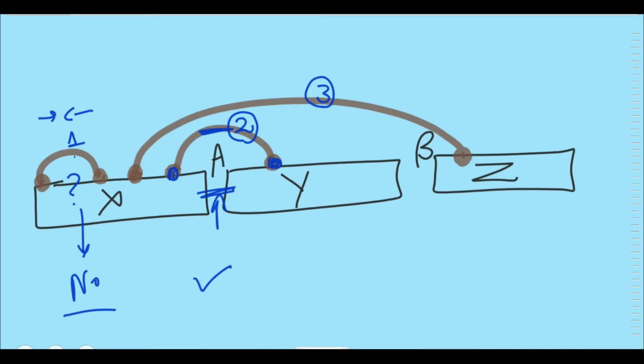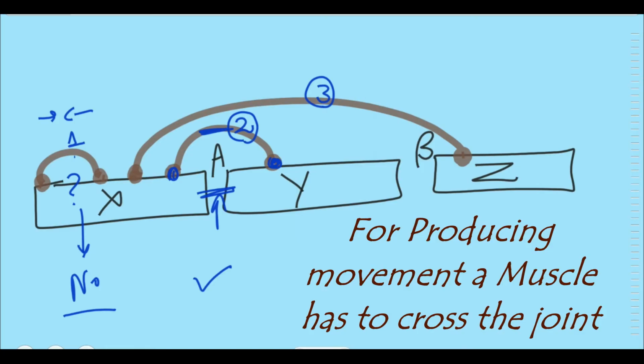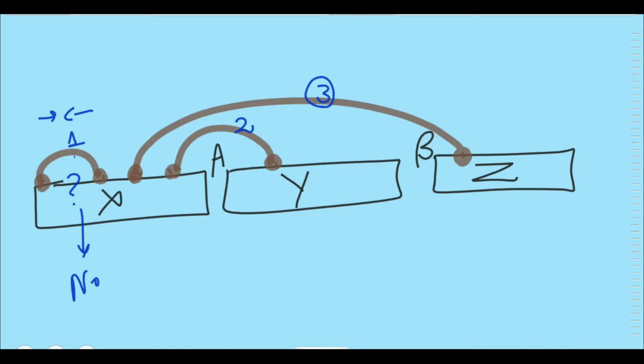Yes. So write down the rule. For producing a muscle action at a joint, the muscle has to cross the joint. It will cross the joint, then it will produce the action over that joint. Now look at muscle number 3, starting from bone X and ending at bone Z. It has crossed both joint A and joint B. When it contracts, it can produce movement at A and it can produce movement at B. It is possible, yes, because it has crossed two joints.